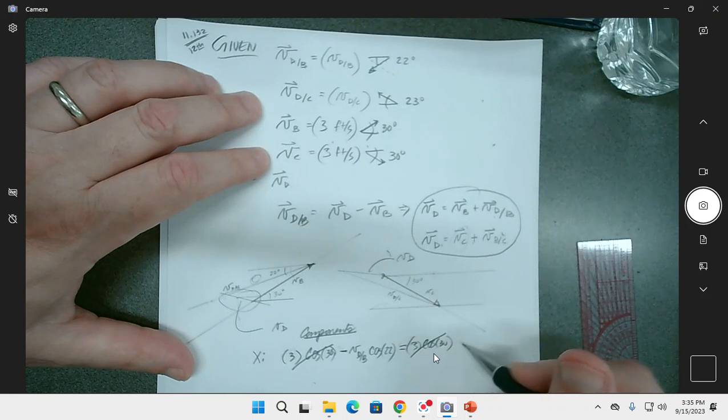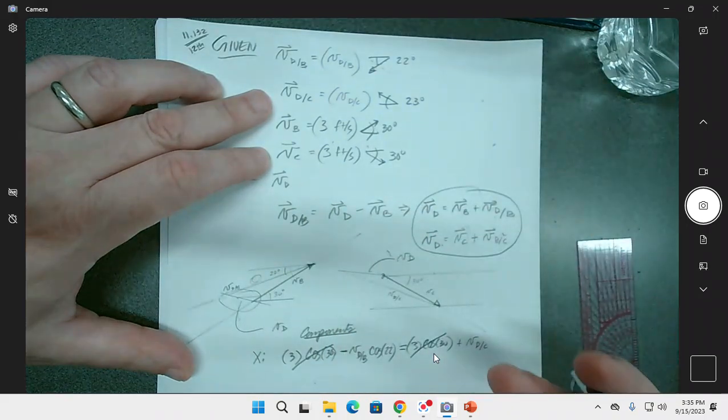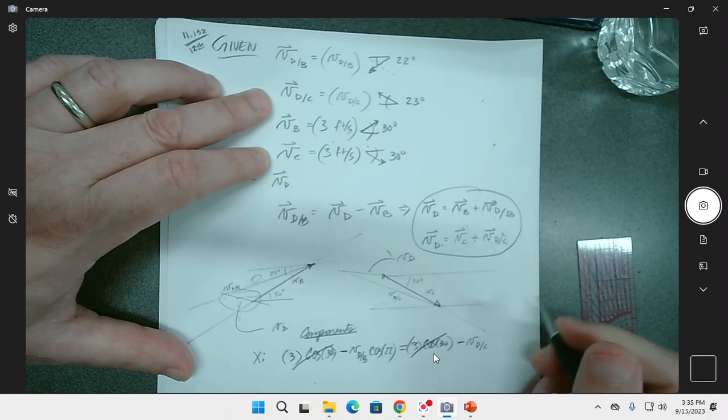We can do this. So we have plus VD with respect to C. And that's going to be negative in the x direction. Yeah. This is how to solve it. I got the aha moment. I hit my aha moment.